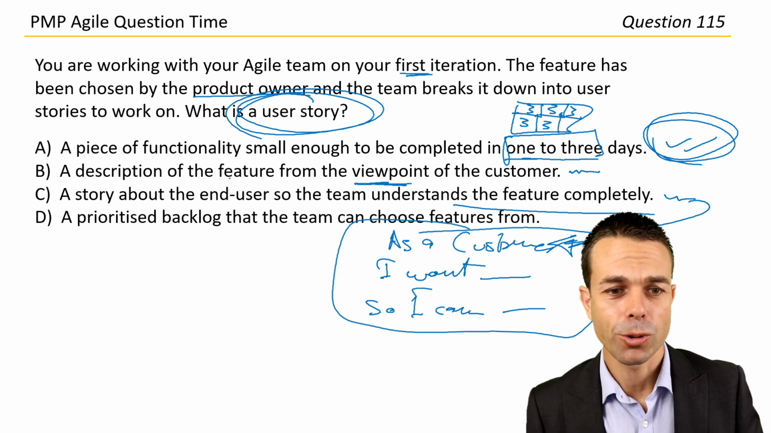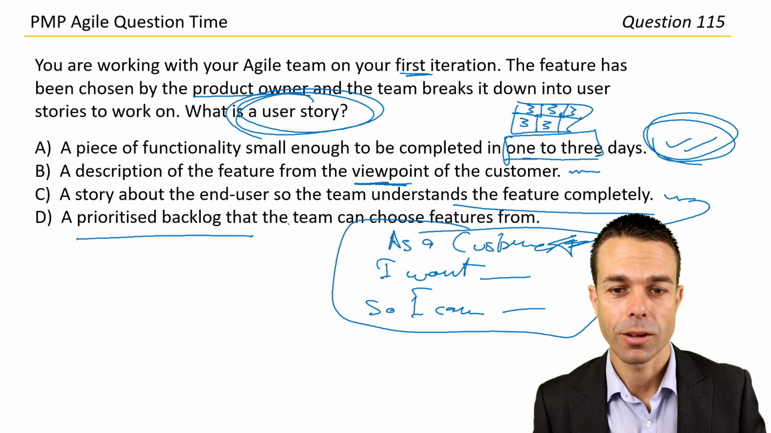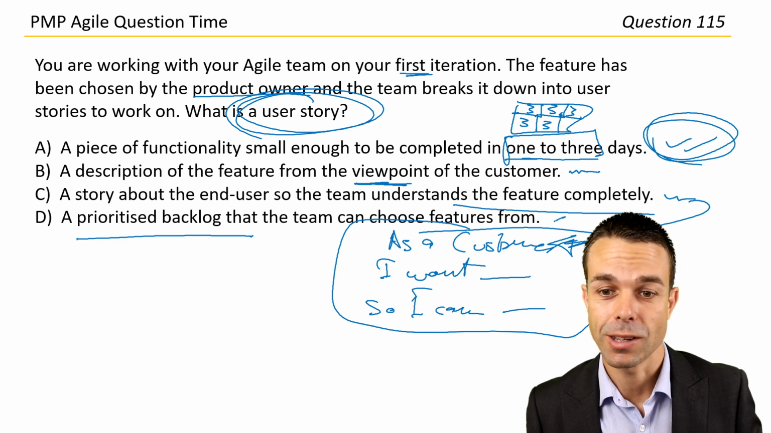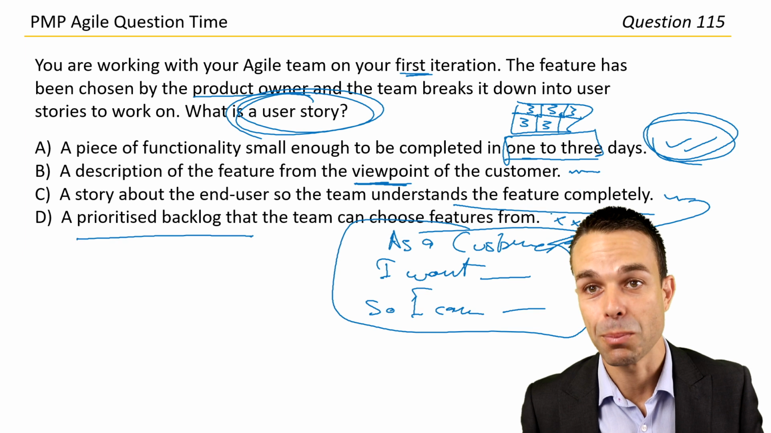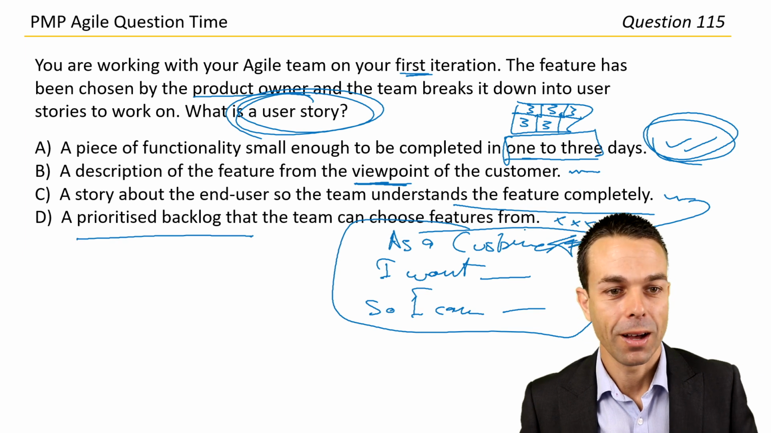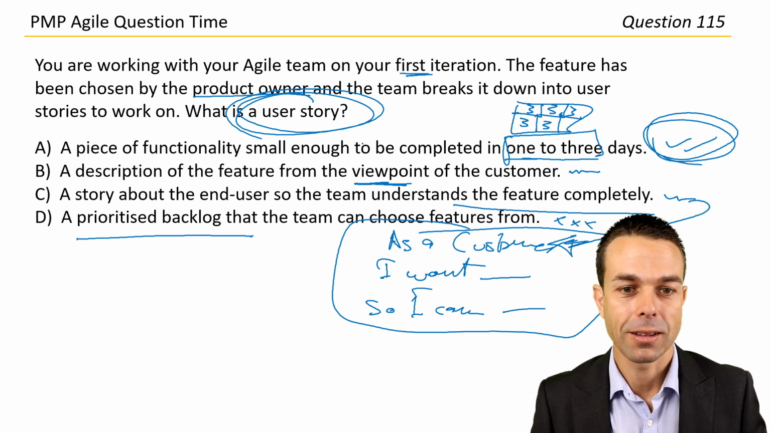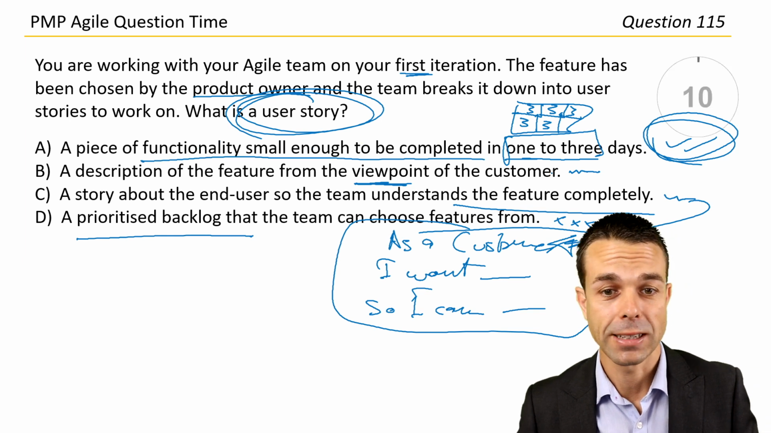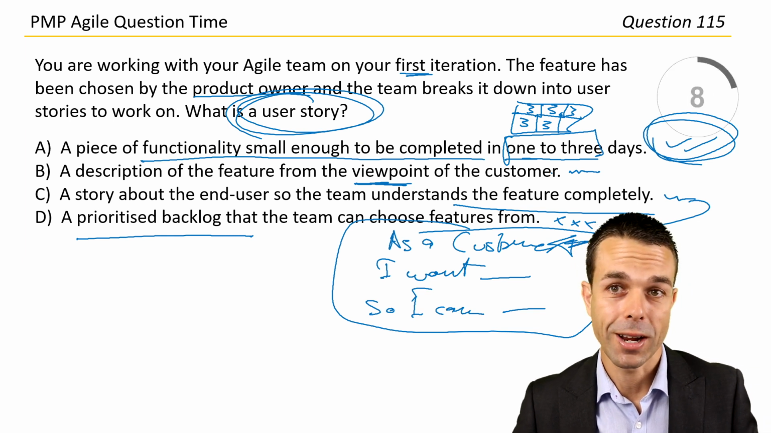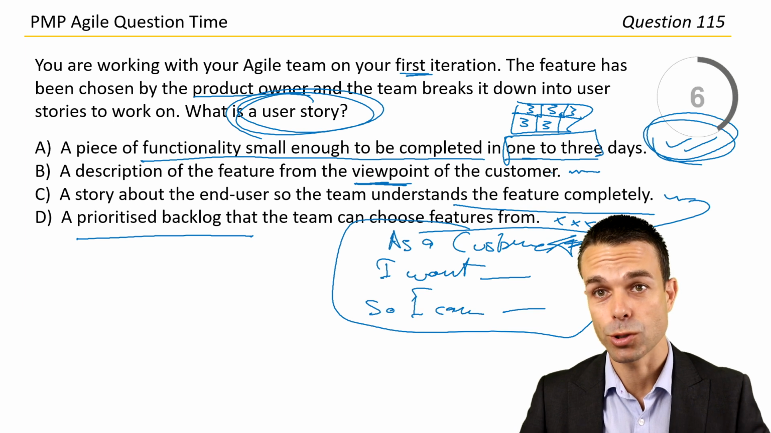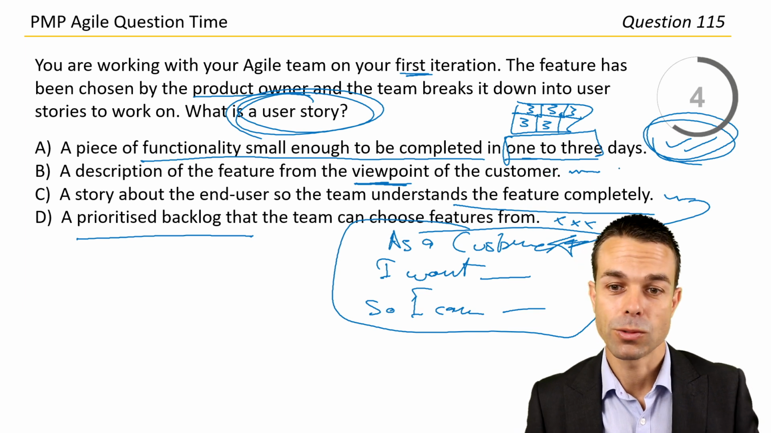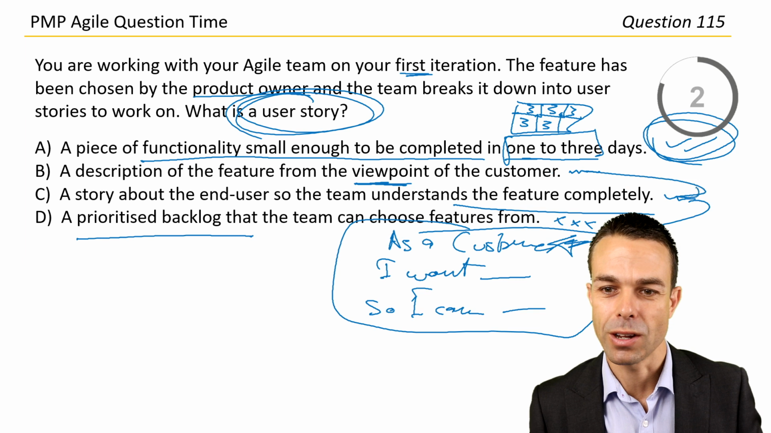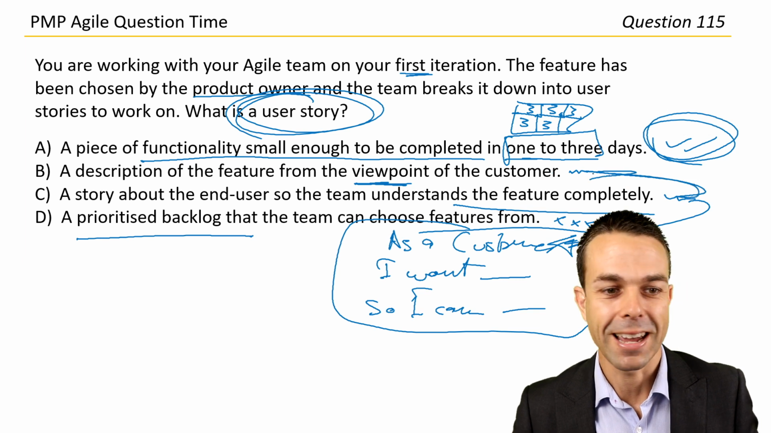But what is a user story? Is it a prioritized backlog? It's definitely not the prioritized backlog itself. So user stories will make up the prioritized backlog. Out of all of these, I really like the piece of functionality small enough to be completed in 1 to 3 days. Even though all the others are correct, it's the best one for an actual story card itself. The other ones really describe acceptance criteria, probably. So let's go to answer A.